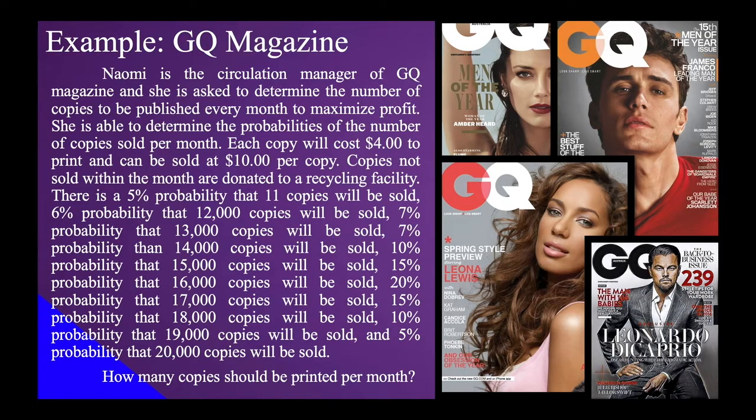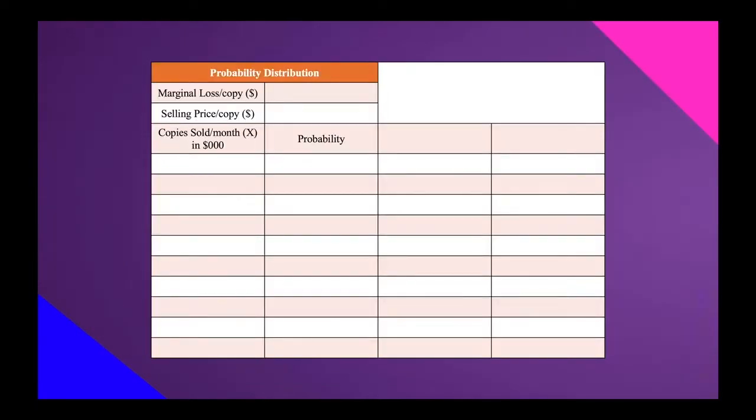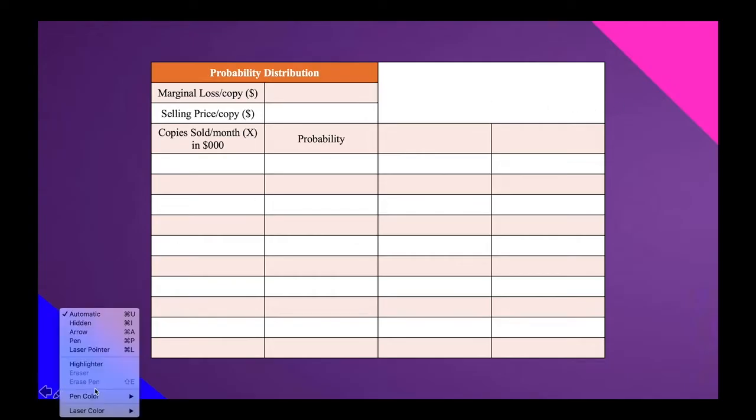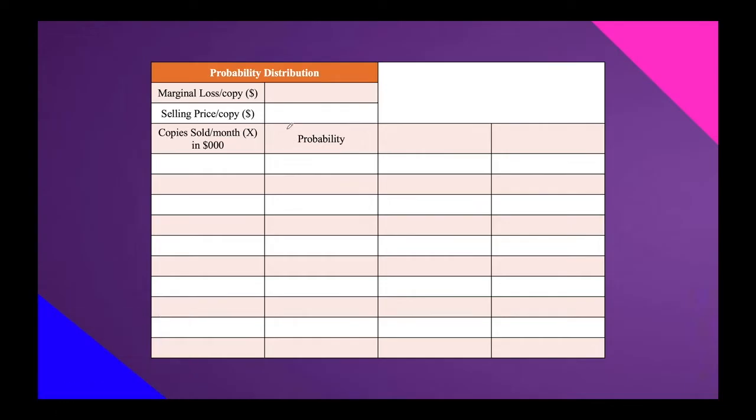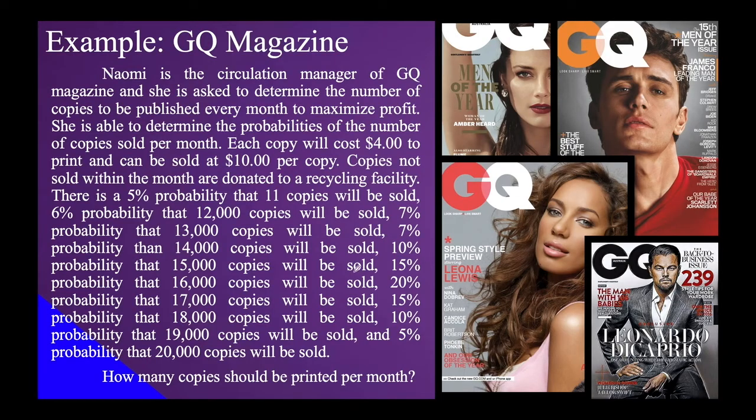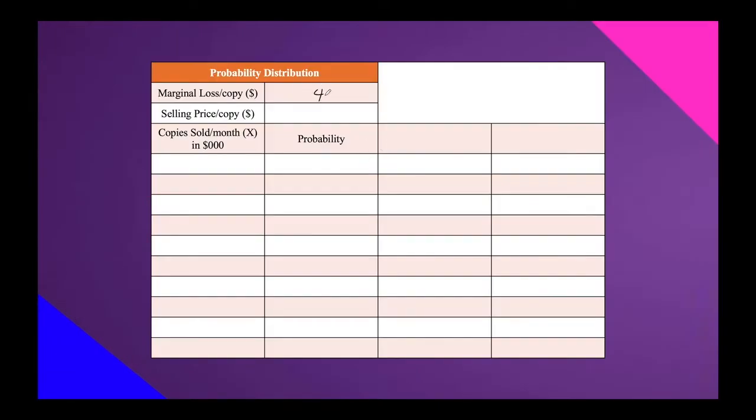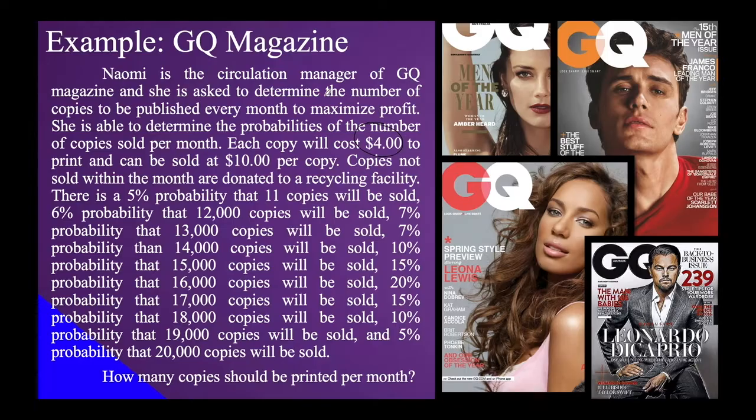Actually, let's put all the data given in our problem in a table so it is easier to understand. Let's have my pen, black color. Okay, probability distribution. First, let's have the marginal loss per copy. Let's go back to the problem. It says here that each copy will cost $4 to print. So, that will be their marginal loss per copy. So, 4. Let's write it here, 4. Next, the selling price per copy. How much is the selling price per copy? It can be sold at $10 per copy. So, 10 will be the selling price.